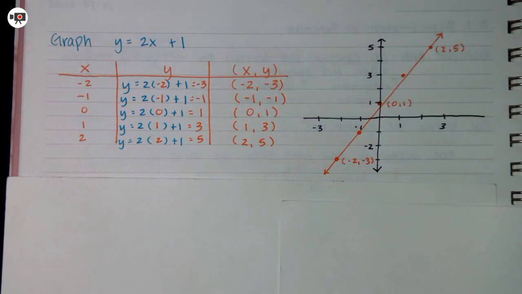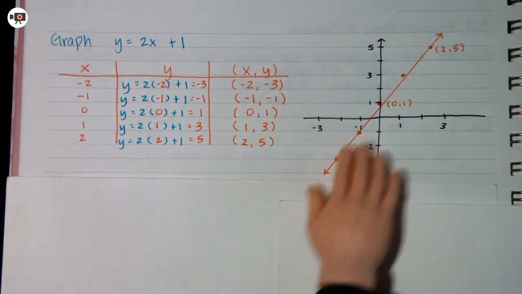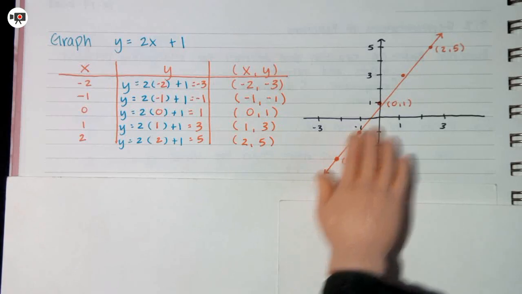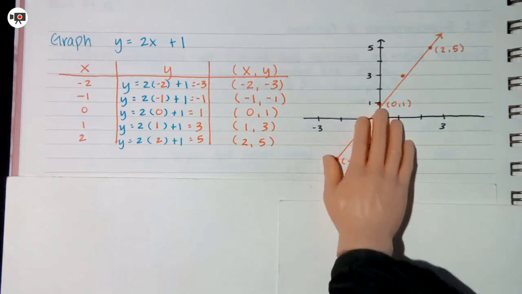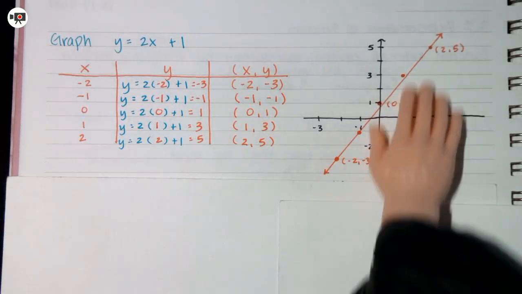And then I have my graph here, so that'd be to the left 2, down 3, to the left 1, down 1, side to side 0, up to 1, and then I have to the right 1, up 3, and to the right 2, up 5.